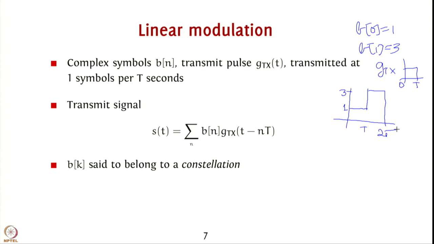I need not choose a rectangular g_tx. I can choose g_tx to be something else, which goes even beyond 0 to T and so on. But in essence, I have to choose g_tx such that my bandwidth constraints and signal modulation degrees of freedom constraints are honored. In general, b is complex and said to belong to a constellation. In other words, if you take b to be a complex number, typically we lay out b on the complex plane and mark where the real part and imaginary part are and call it a constellation. There are many examples of constellations that we will see subsequently.